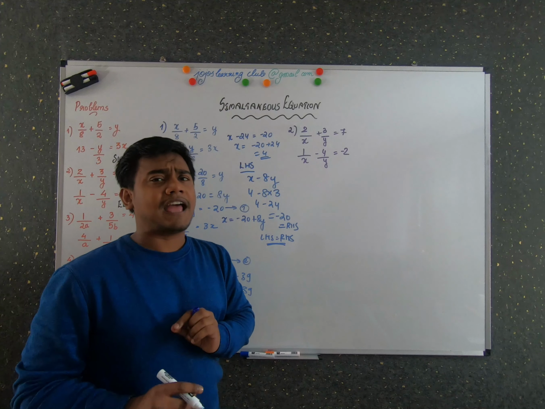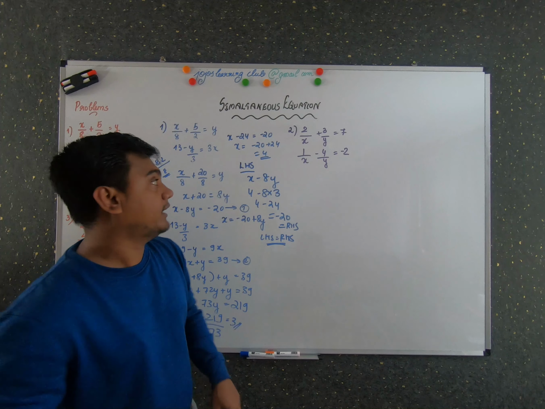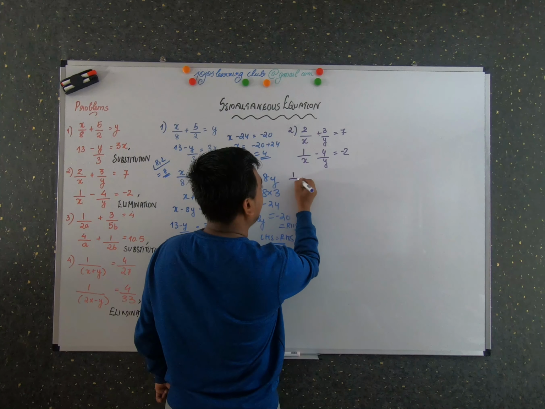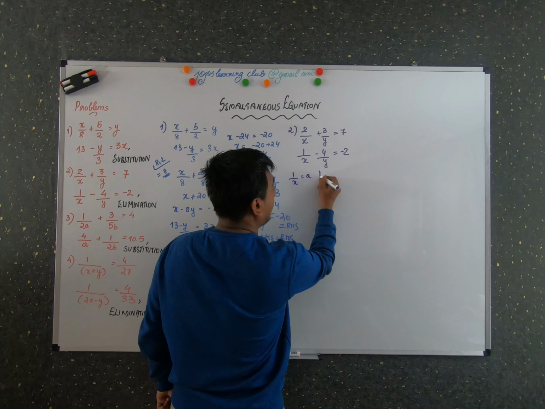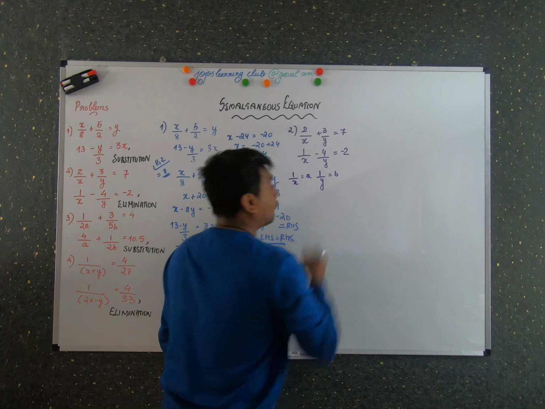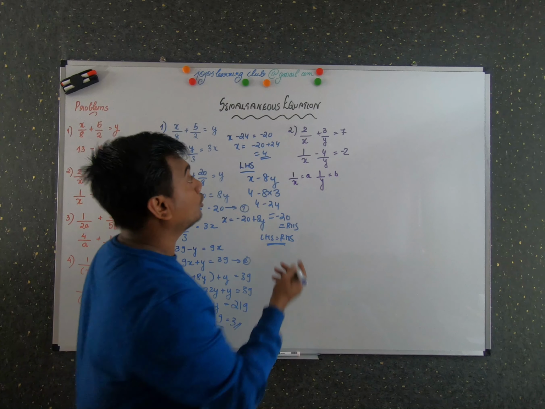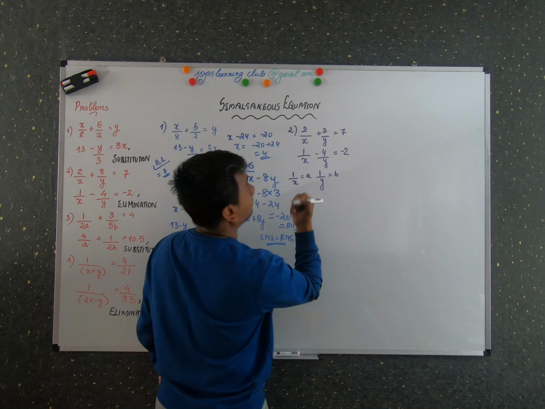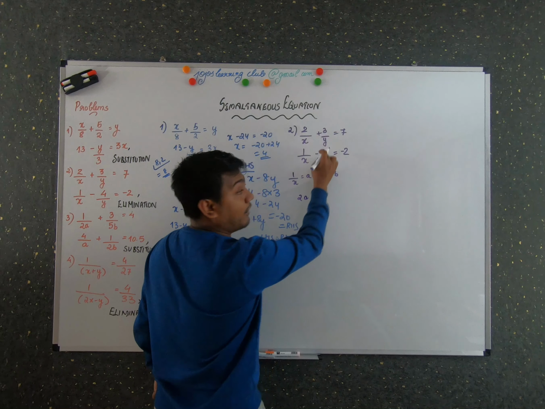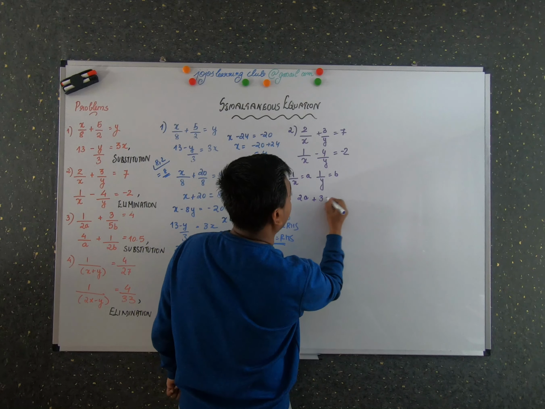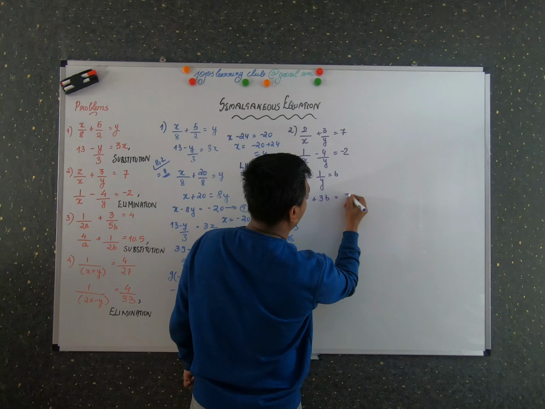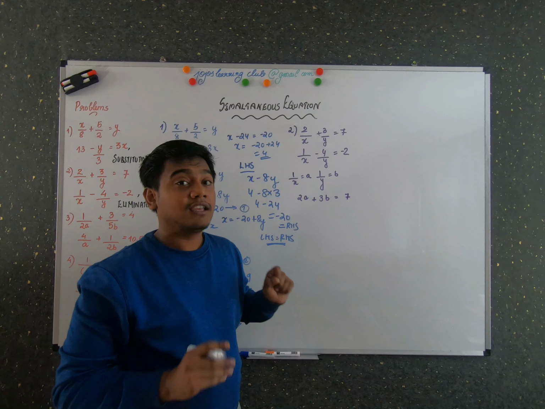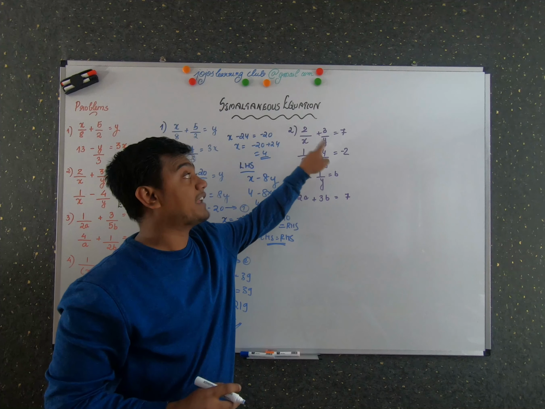So to eliminate that, I will tell you a simple technique. For the time being, let's consider 1 by x as a and 1 by y as b. So what will be the new equations for you? 2 into 1 by x is 2a, plus 3 into 1 by y, you can write it as 3b, is equal to 7. So now the equation is somewhat easier, not as complex as when you have x and y.